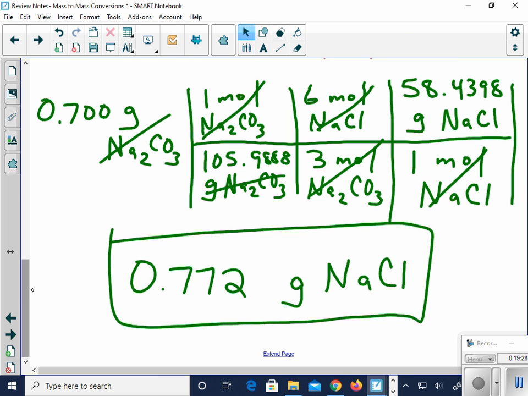So this tells me if I start with 0.700 grams of sodium carbonate, and I have 0.714 grams of iron-3 chloride, I will produce 0.772 grams of sodium chloride. Questions on that particular problem here?